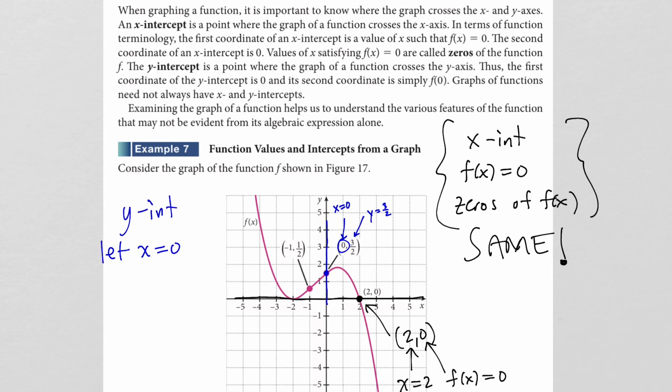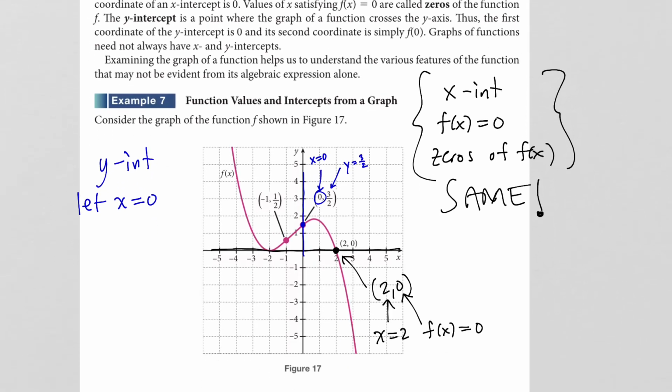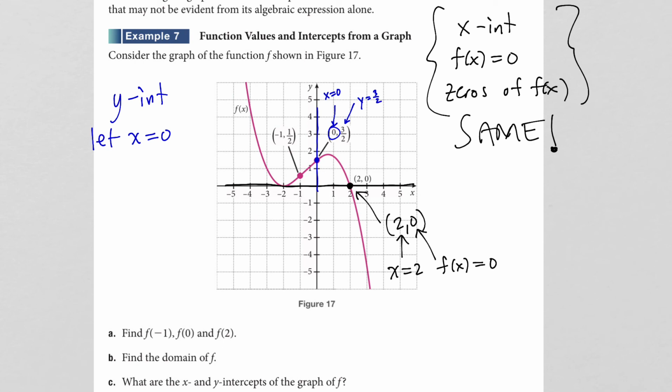And the other thing to keep in mind, this last little part here, is that graphs of functions do not always have to have an x or a y-intercept. Okay, most functions do, but they don't have to. All right, now let's look at this example here in a little bit of detail.